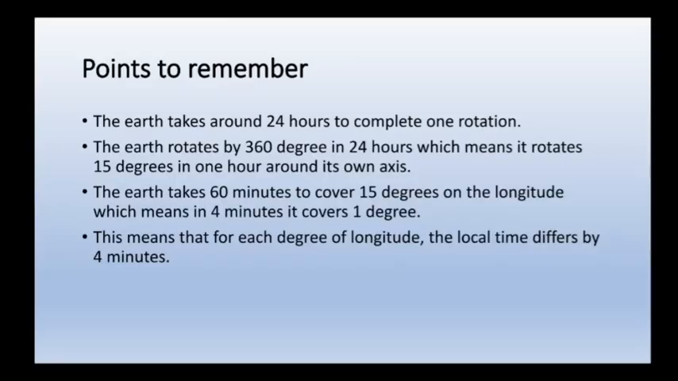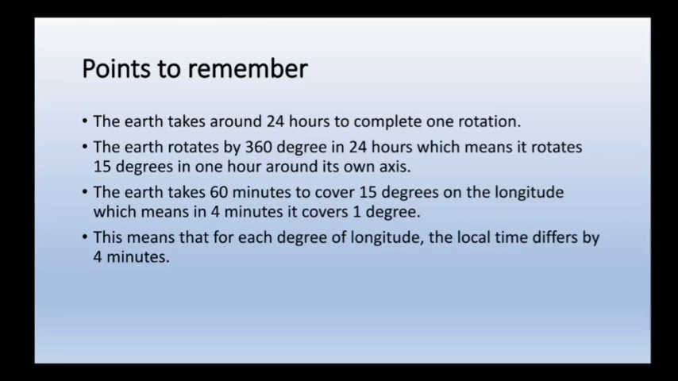Here are some important points that you need to remember. The earth takes around 24 hours to complete one rotation. The earth rotates by 360 degrees in 24 hours, which means it rotates 15 degrees in 1 hour around its own axis. The earth takes 60 minutes to cover 15 degrees on the longitude, which means in 4 minutes it covers 1 degree. This means that for each degree of longitude, the local time differs by 4 minutes.